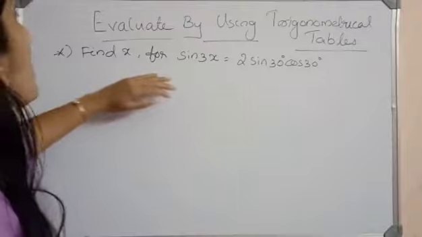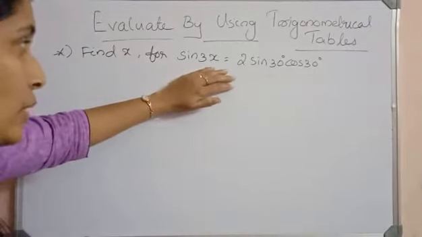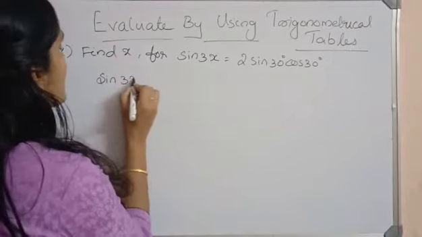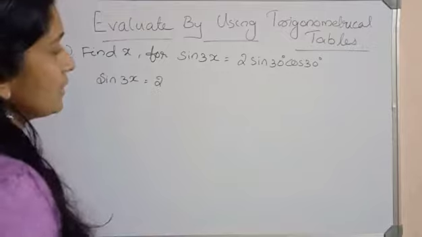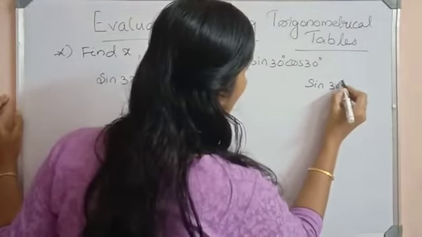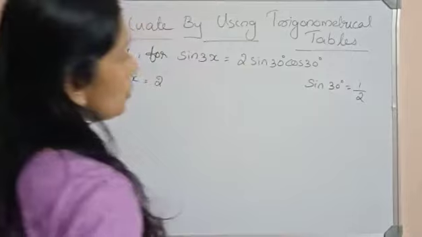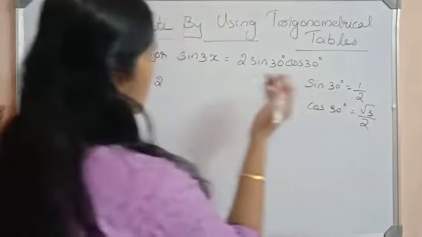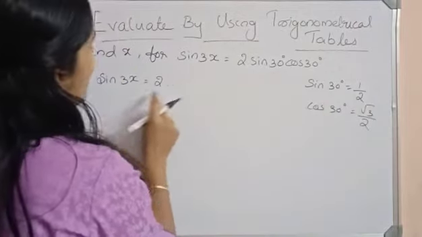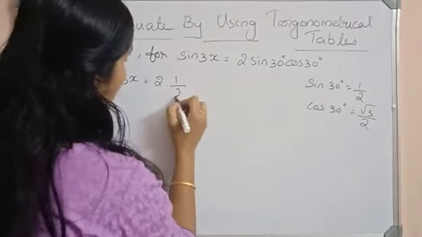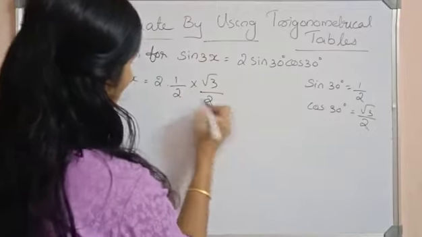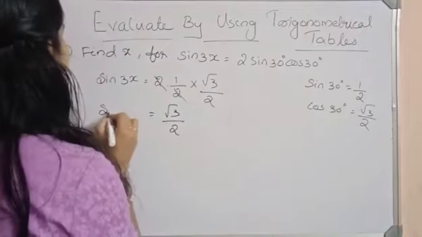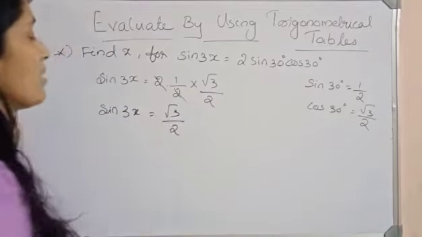This is how we can find the value of x. Let's solve one more question. Find x for sin 3x is equal to 2 sin 30 cos 30 degree. Now let's write this as sin 3x is equal to 2 sin 30. We know the value of sin 30 as 1 by 2 and cos 30 is root 3 by 2. Let's substitute these values here. This will be 2 into sin 30 is 1 by 2 into root 3 by 2. Cancel 2. You get this as root 3 by 2. That is sin 3x is equal to root 3 by 2.